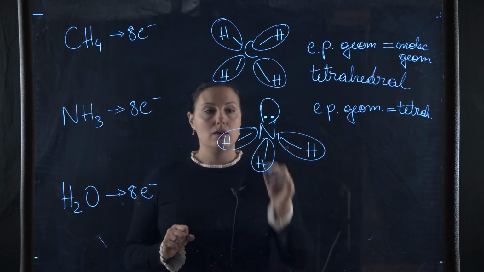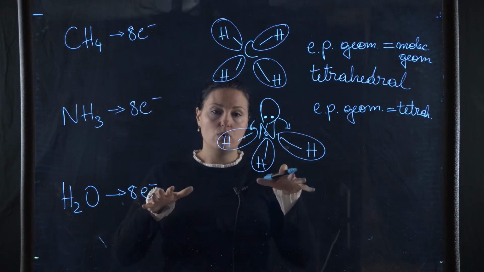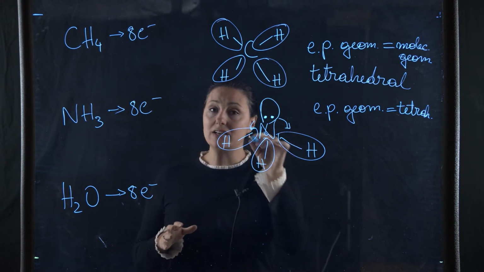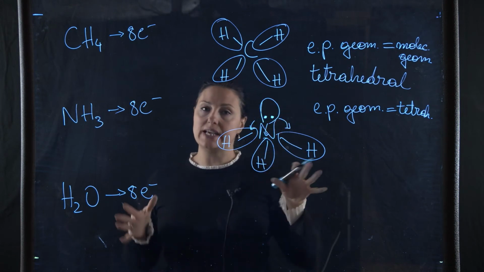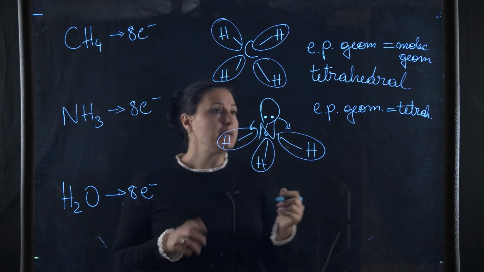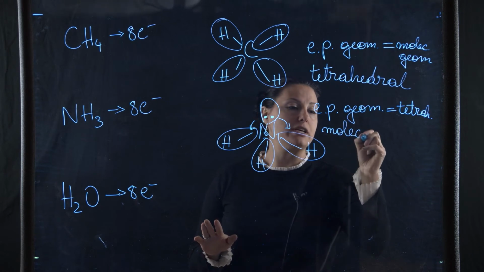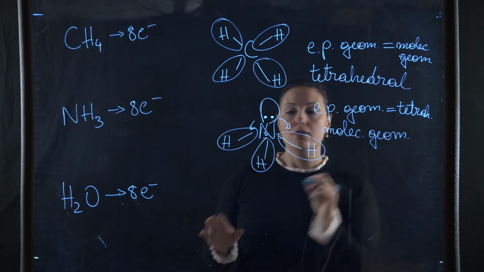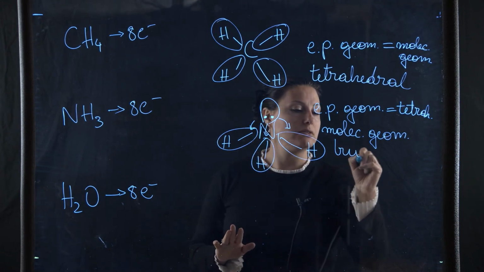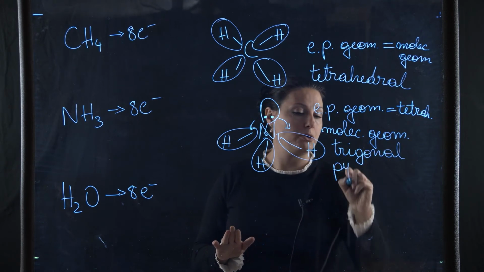This lone pair pushes down on each of these bonds, so they're not quite at 109.5 degrees anymore. Not all angles are quite equal because this lone pair takes up a little more room than just an atom would if it were an atom. That means that I don't have a tetrahedral molecular geometry anymore. The molecular geometry for this particular molecule is called trigonal pyramidal or pyramidal.